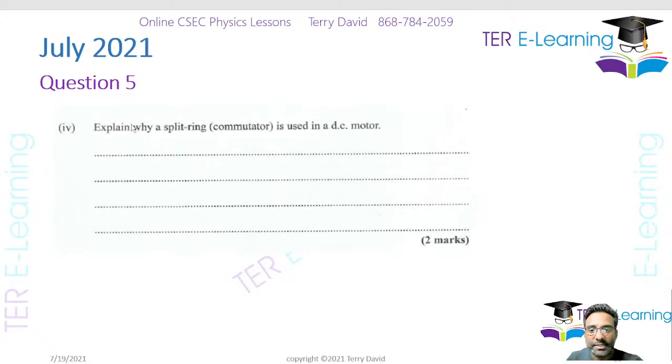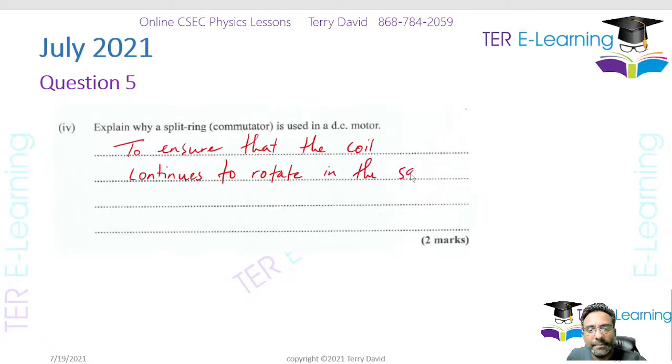So the purpose of the split-ring commutator is to ensure that the coil rotates in one direction only. Explain why the split-ring commutator is used in a DC motor. All you need to say here is to ensure that the coil continues to rotate in the same direction. That's the purpose of the split-ring commutator. If you didn't have that there, then it's going to just move back and forth.